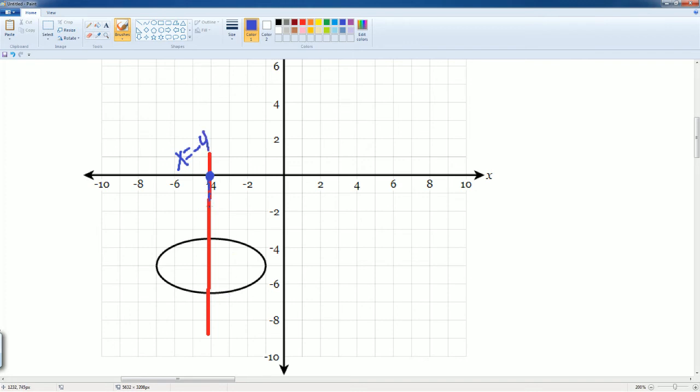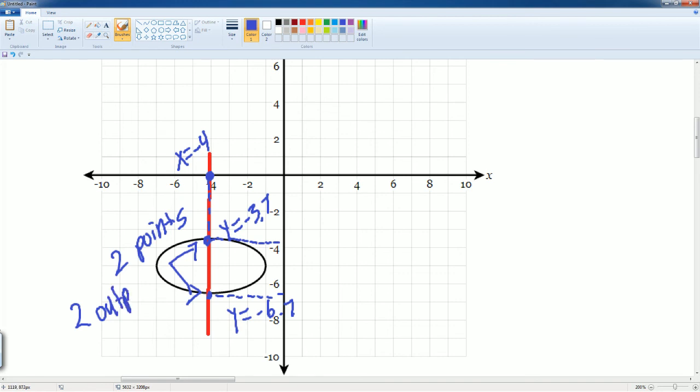Notice that the output can be this, so the y can be equal to -3.7, or it can be this value, which is y is equal to -6.7. So notice that here there are 2 points. That's the first point and that's the second point. The 2 points mean that there are 2 outputs, or 2 y values for our x value.